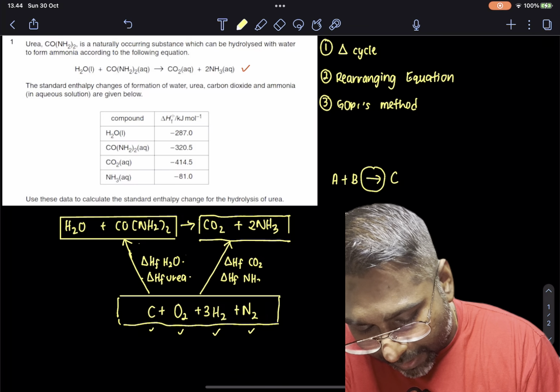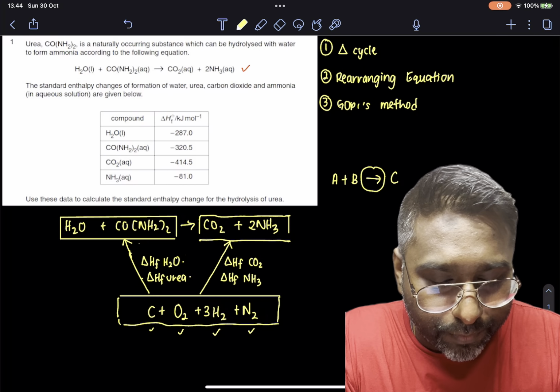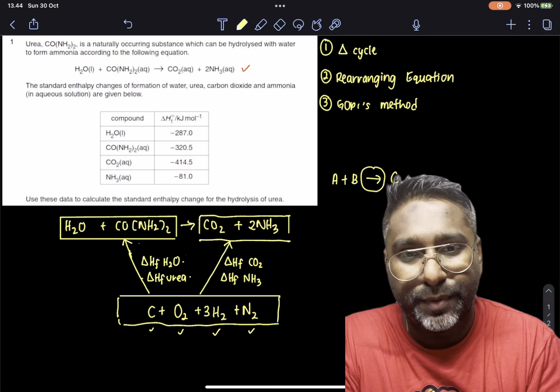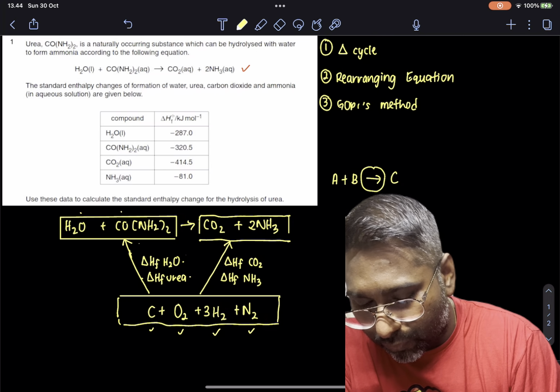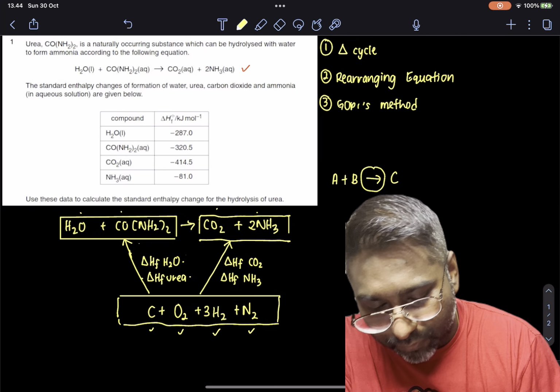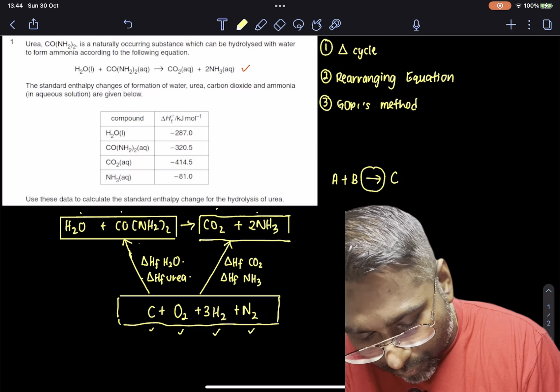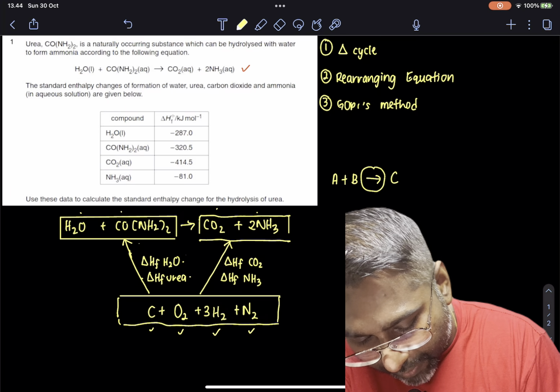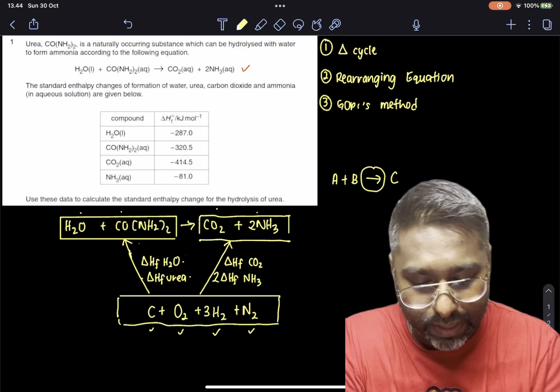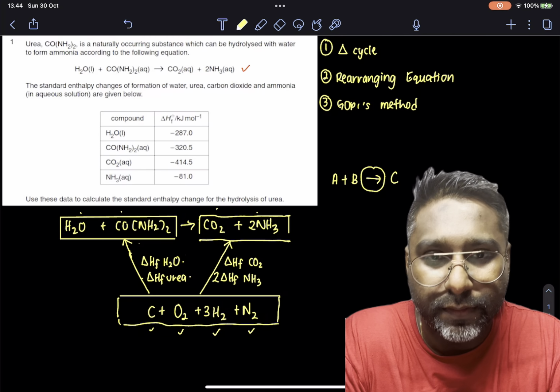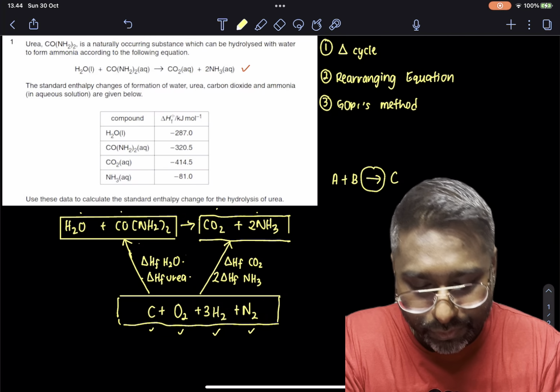But do remember, enthalpy change of formation means 1 mole of ammonia is being formed. So each of them is 1 mole, 1 mole, 1 mole. This is 2 moles. So this one is not only 1 mole of ammonia, it is 2 times the enthalpy change of formation of ammonia. That's the difference over there. So make sure you put that.